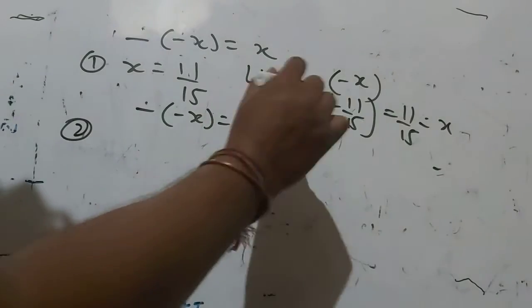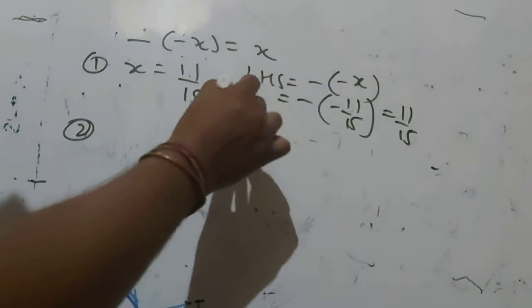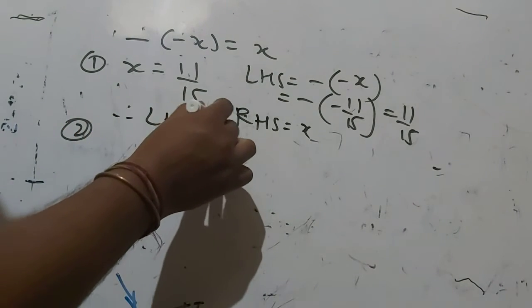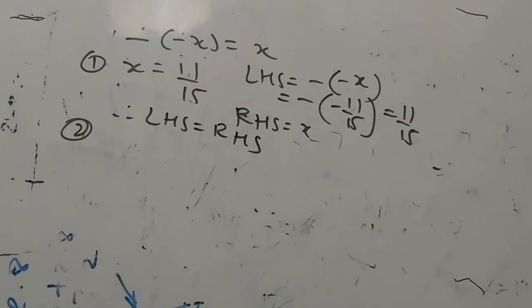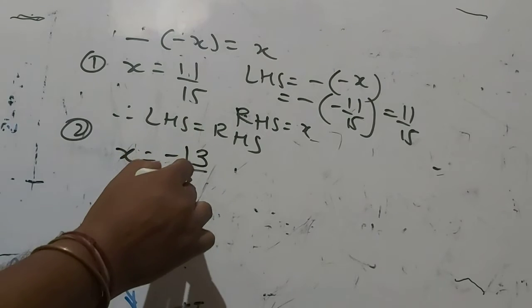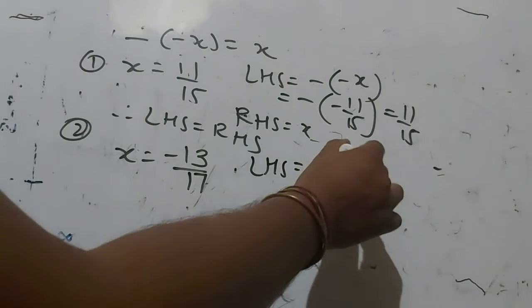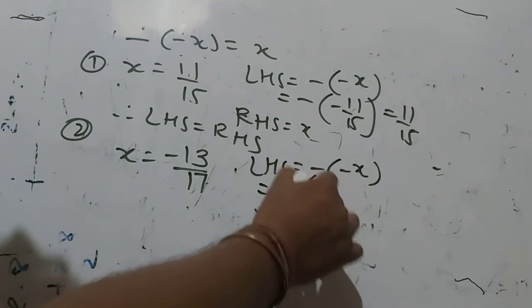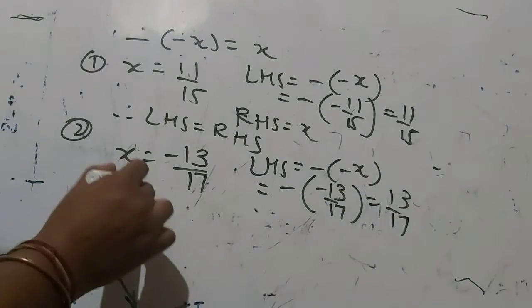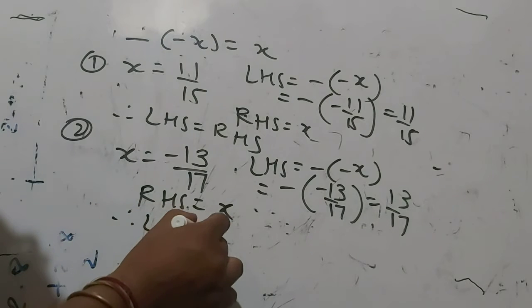Second, in this way, proper method is what? LHS we have written in this way, then RHS is equal to x. Therefore, LHS is equal to RHS. In this form, you should write. Second is x is equal to negative 13 by 17. So again, LHS minus in bracket minus x, minus in bracket minus 13 by 17, positive 13 by 17. RHS is equal to x. Therefore, LHS is equal to RHS.